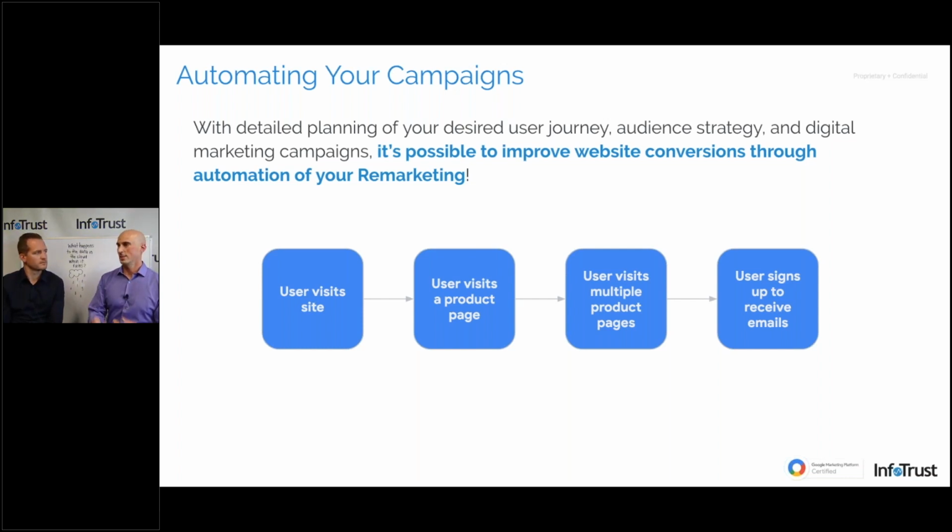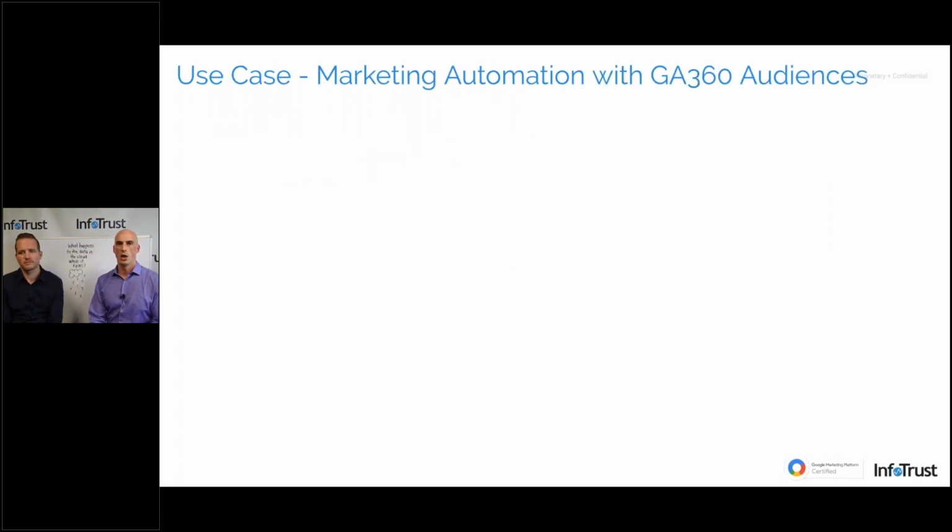So let's get into the cool stuff. There are 3 pieces of this, and I've kind of called this out already. You have a website piece, a GA360 audience piece, and a marketing piece. And there are different things that happen in each stage of this process.